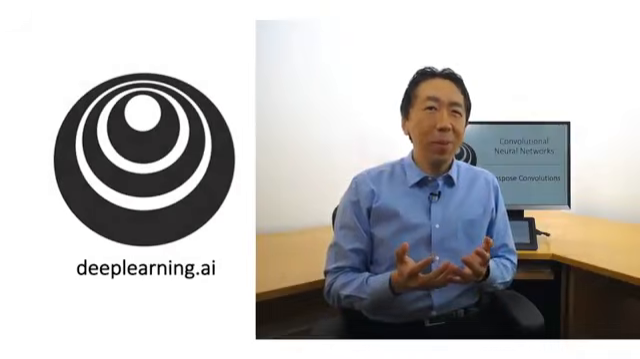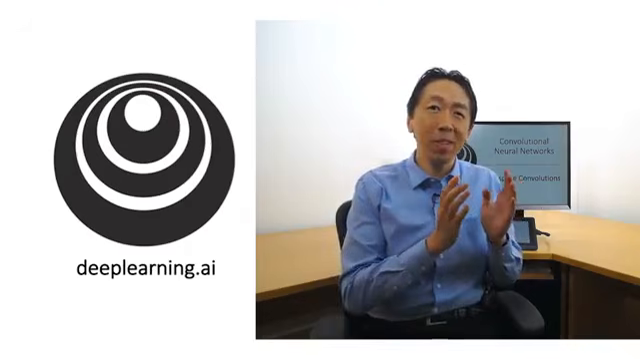The transpose convolution is a key part of the U-Net architecture. How do you take a 2x2 input and blow it up into a 4x4 dimensional output? The transpose convolution lets you do that. Let's dig into the details.